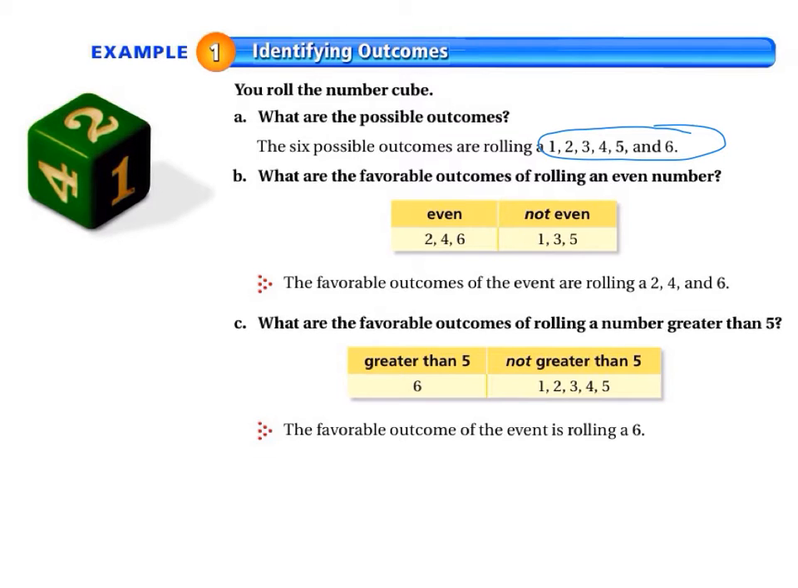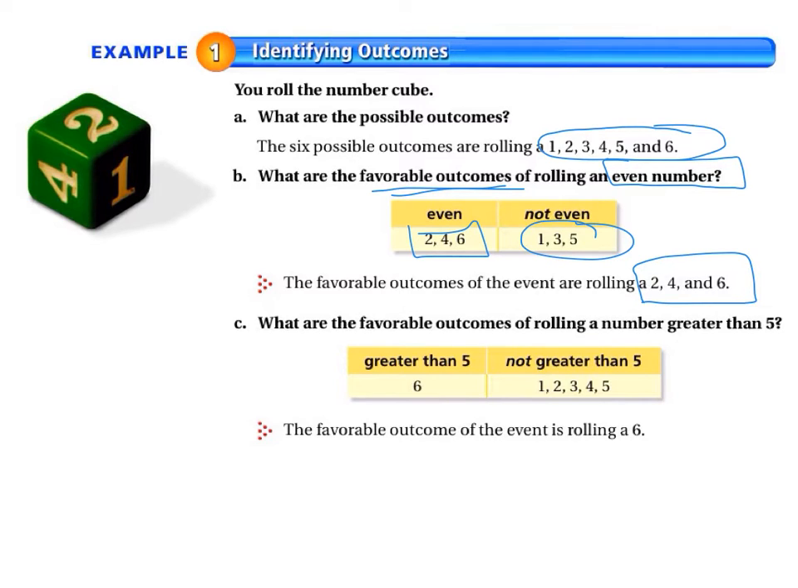Letter B, what are the favorable outcomes of rolling an even number? So if you want an even number, then you need to list the favorable outcomes of it being an even number. So the even numbers on a 6-sided cube are 2, 4, and 6. And then those that are not even are 1, 3, and 5. So the favorable outcomes of the event are rolling a 2, 4, and 6.